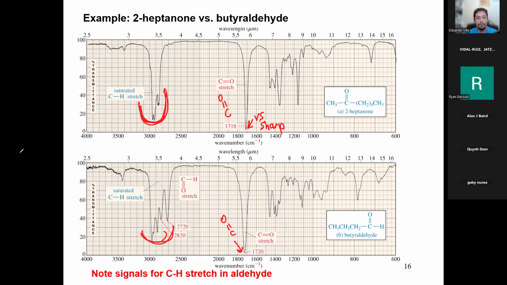Well, the key is here. I'm going to use green. This carbon-hydrogen bond that is directly attached to the carbonyl carbon of your aldehyde has its own unique vibration. And it has a slightly lower wave number than the typical CHs that you find at 3000. So you see there's a peak at 2720 and 2820. Those peaks are that carbonyl carbon-hydrogen stretch right there.